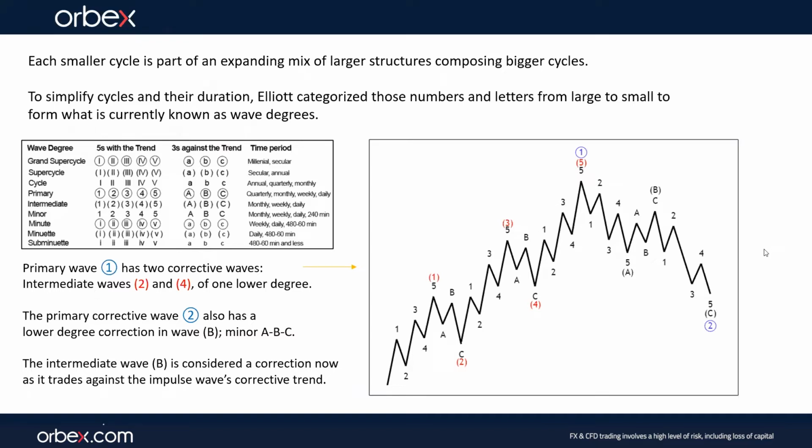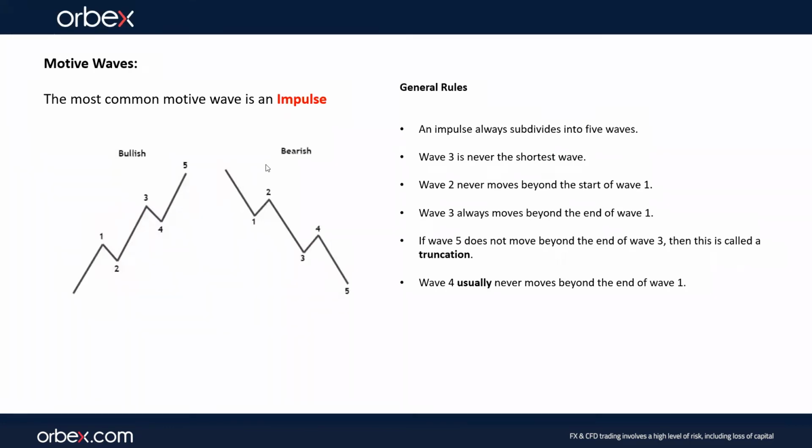So moving on to the patterns and the waves. For motive waves, the most common motive wave is an impulse. And now what is an impulse? As you can see here, on a bullish or bearish degree, we have 1, 2, 3, 4, 5 waves. And conversely, 1, 2, 3, 4, 5 waves to the downside.